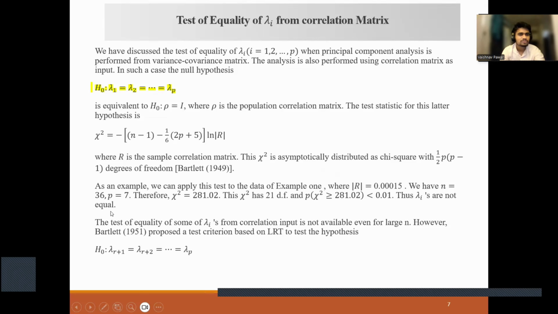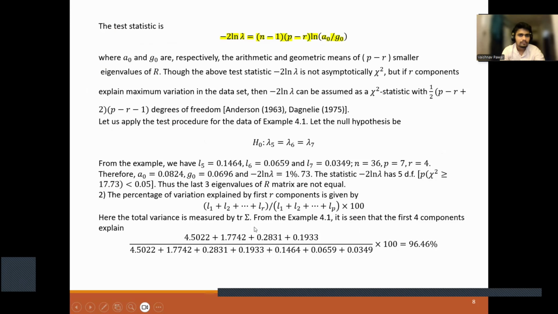Our null hypothesis looks like lambda 1 equal to lambda 2 equal to ... equal to lambda p. This is our chi-square statistic. Then our degrees of freedom is 1 by 2 p (p minus 1). Here we also use the LRT test. And then A naught and G naught are the arithmetic and geometric means of the p minus r smaller eigenvalues from the correlation matrix.